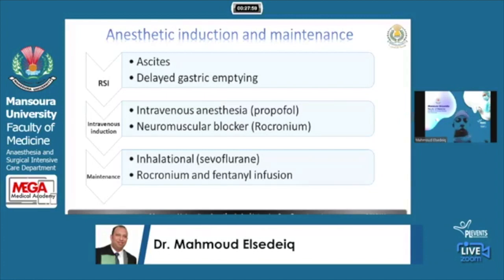In these patients, we use intravenous anesthesia for induction, propofol usually in our institute. For the neuromuscular blocker, we use rocuronium, as it is short acting and can be reversed with sugammadex. For maintenance, we use inhalational maintenance, sevoflurane especially. It has the least effect on hepatic blood flow and also has no hepatic toxicity. Rocuronium and fentanyl infusion for fast track recovery.